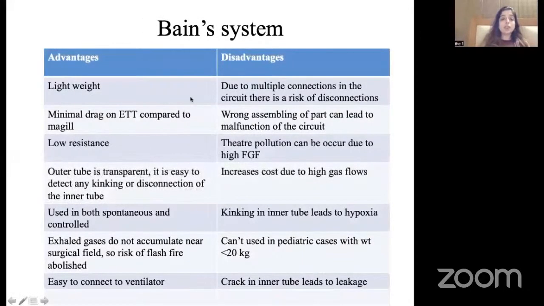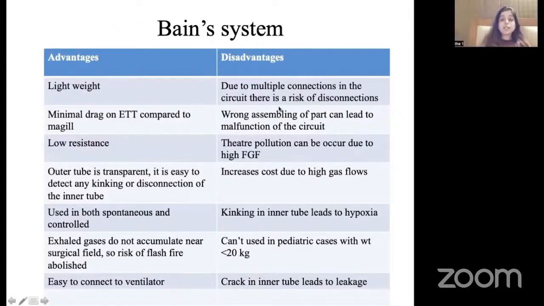So what are the advantages of your Bain circuit? It is lightweight, and there is minimal drag on your endotracheal tube compared to the Magill circuit. It has very low resistance, less than 0.7 centimeters of water. Your outer tube is transparent, so you can detect any kinking or disconnections of the inner tube. It can be used for both spontaneous and controlled ventilation, and it is easy to connect to a ventilator.